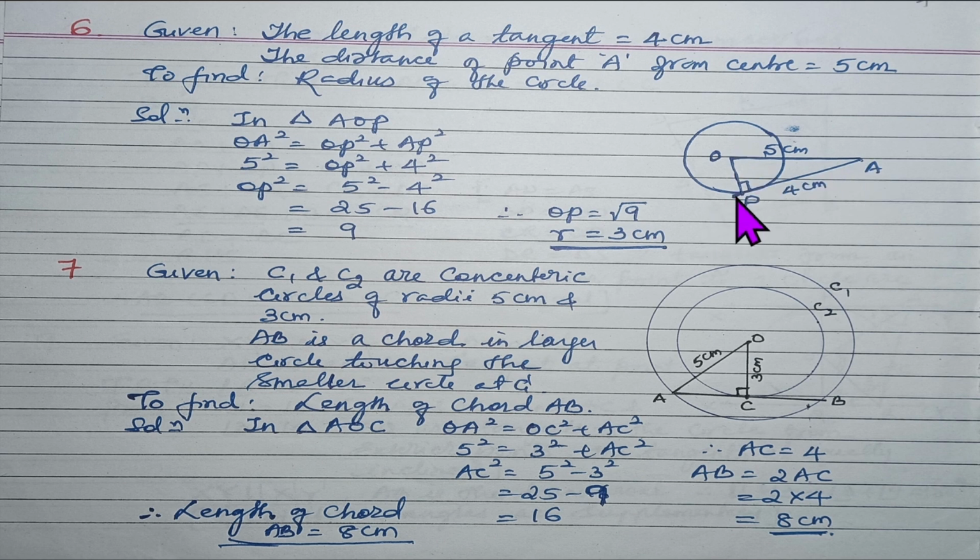That means 5 square is equal to OP square plus 4 square, that is OP square is equal to 5 square minus 4 square, or OP square is equal to 9, and therefore OP is equal to root of 9, that is OP is equal to 3 centimeters. That is a very simple example.